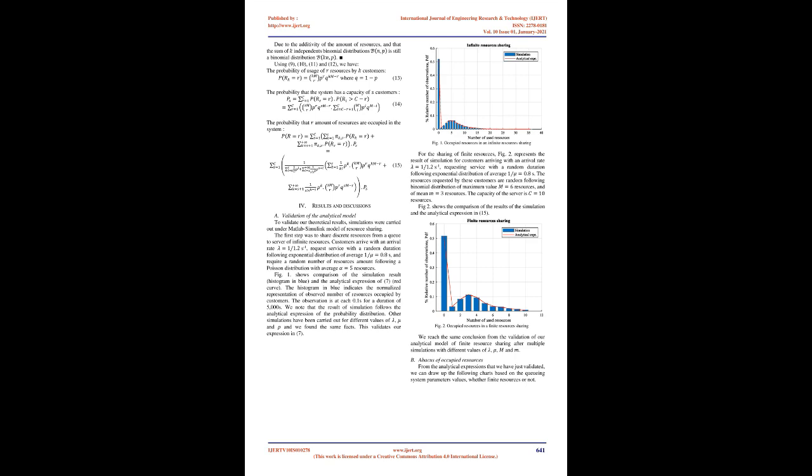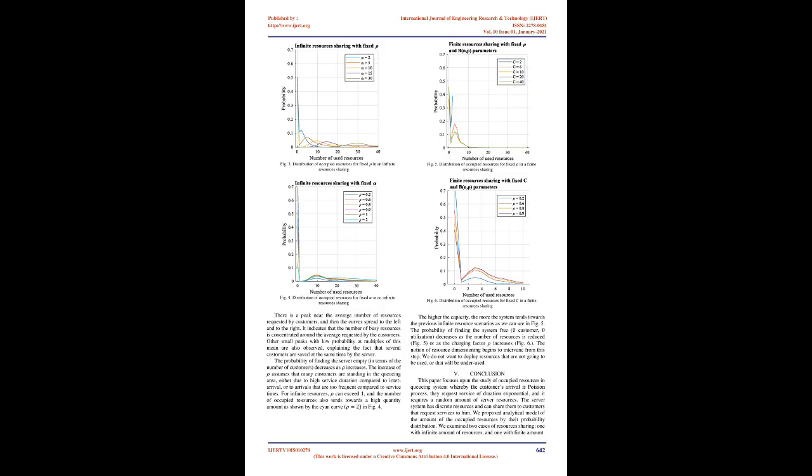The histogram in blue indicates the normalized representation of the observed number of resources occupied by customers. The observation is at each 0.1 s for a duration of 5 thousand seconds. We note that the result of simulation follows the analytical expression of the probability distribution. Other simulations have been carried out for different values and we found the same facts. This validates our expression in 7.